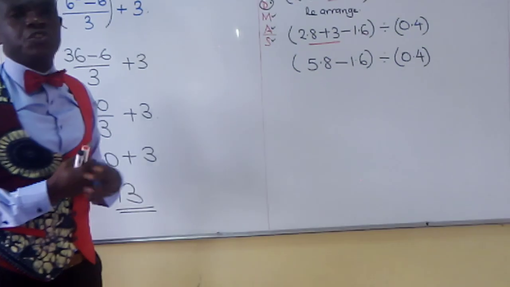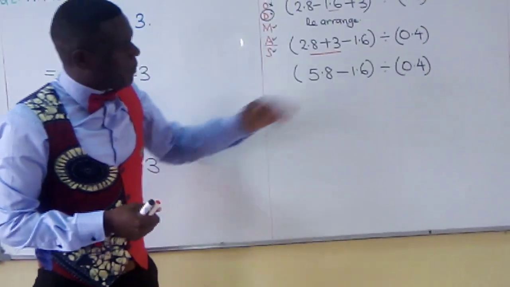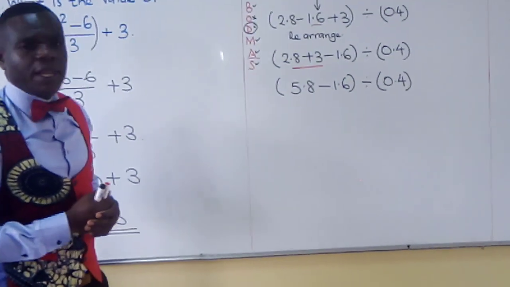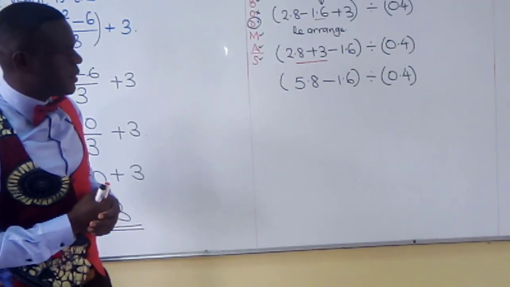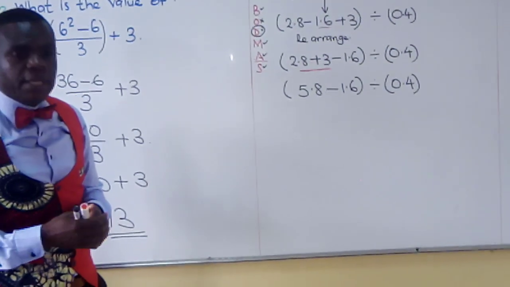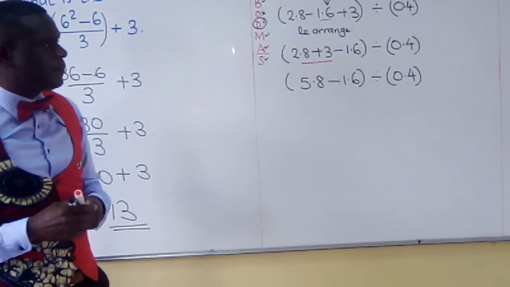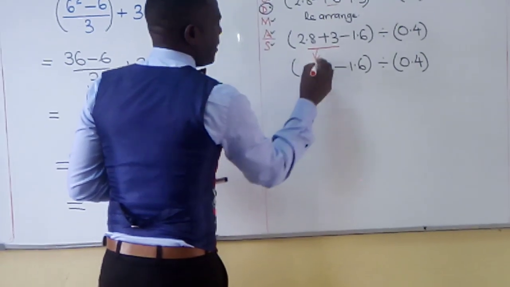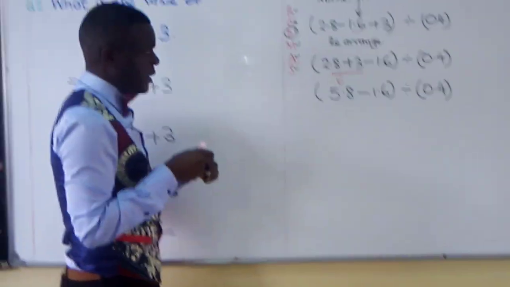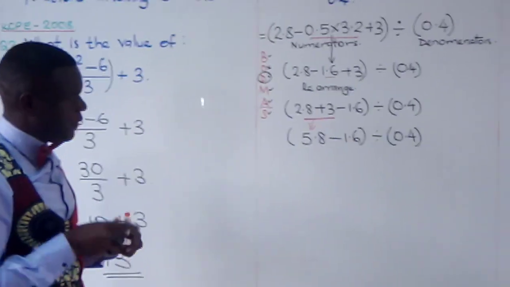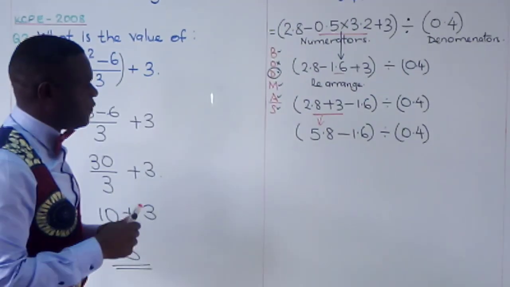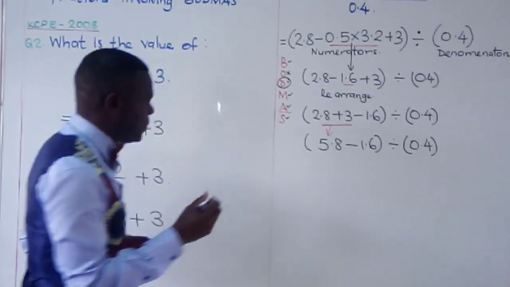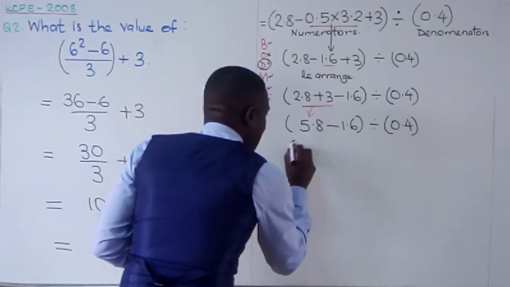Yes? Washuka, subtract for me 5.8 minus 1.6. Remember that this is the result of that. So thank you, Washuka. That's very correct. That is going to be 4.2. Thank you. Clap for Washuka, class.